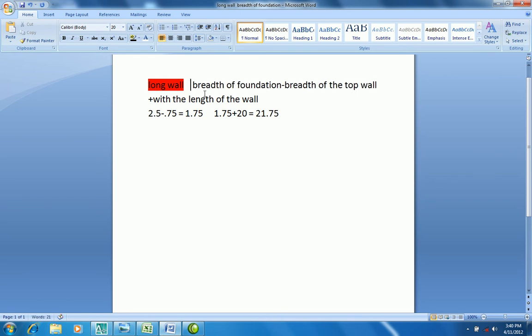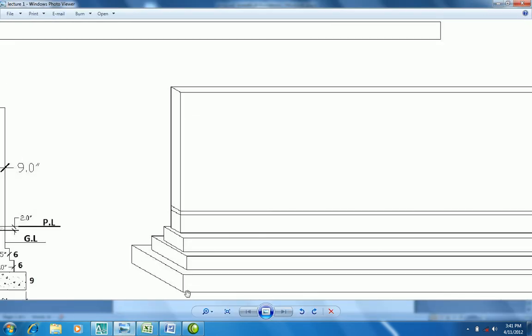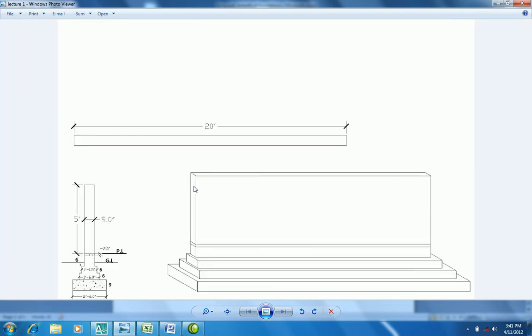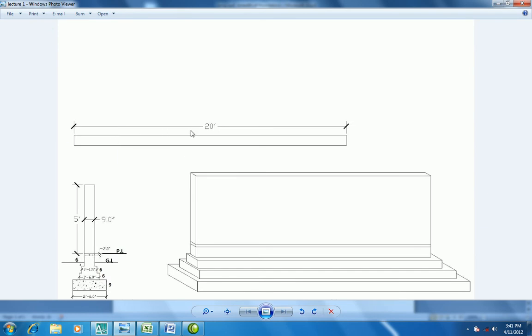The formula is: breadth of the foundation minus breadth of the top of the wall, then plus the length of the wall. Let me open the preview. It means breadth of the foundation minus breadth of the top of the wall, then plus it with the length of the wall.